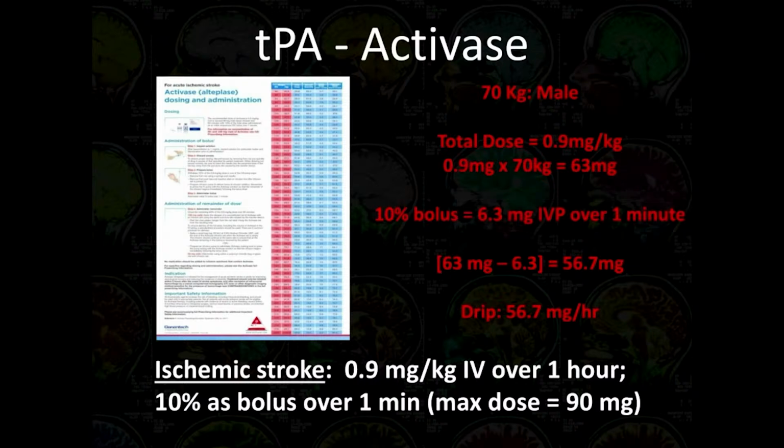And in a hospital setting, if you're in a transport mindset, you show up and this is usually taken care of before you arrive. And then we have to give the remaining amount over 1 hour. Well, we have 63 milligrams as our total dose. We've already given 6.3 milligrams as our bolus. The remaining amount should be 56.7 milligrams, and that should be administered in an IV pump over 1 hour.